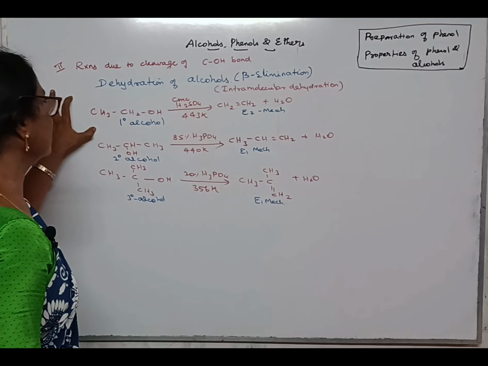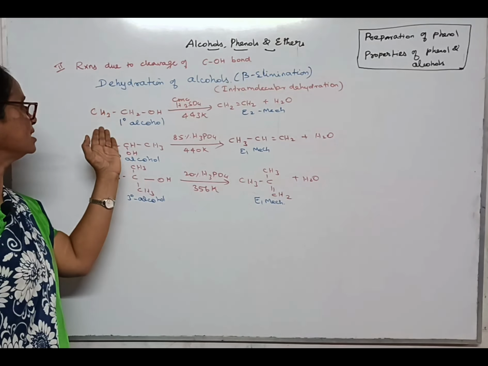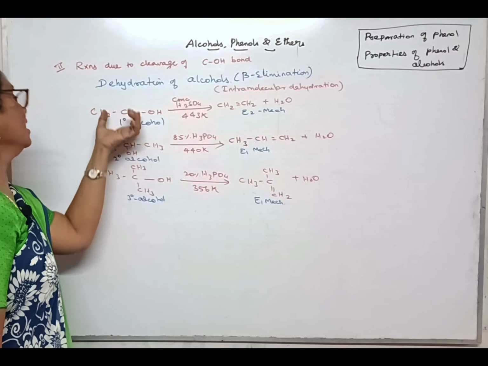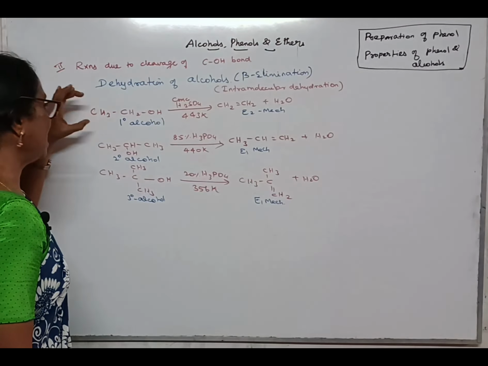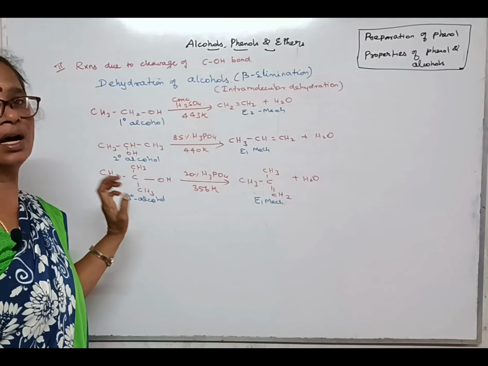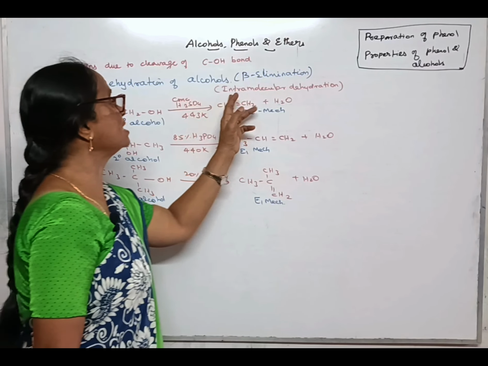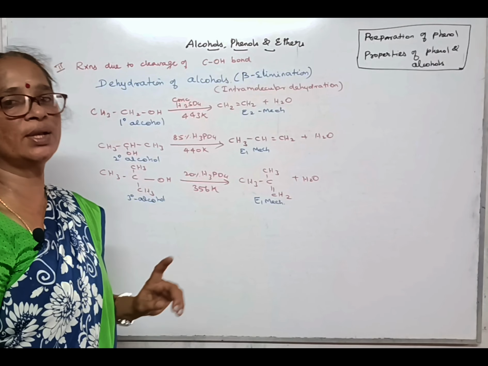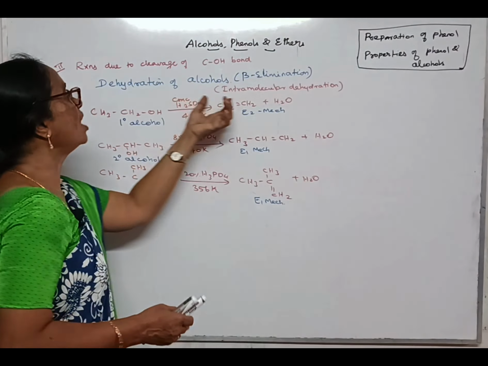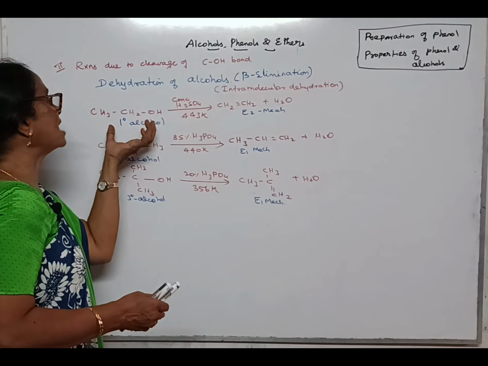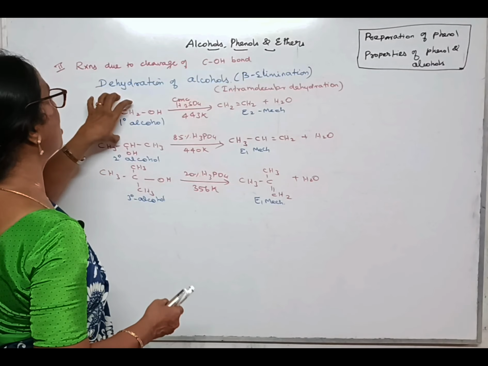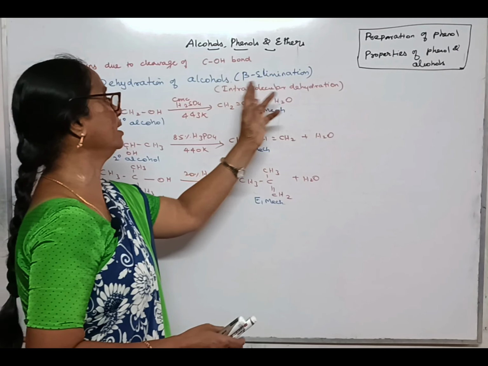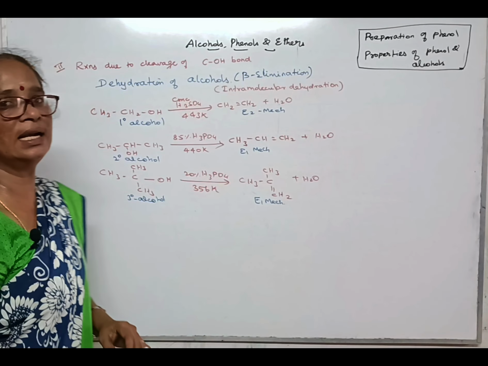And in this case, both the hydrogen as well as the OH group of the water molecule are eliminated from the same molecule of alcohol, and hence this type of dehydration is said to be intramolecular dehydration. Intramolecular means the reaction takes place within the molecule from which the water is being removed. That's why it is called intramolecular dehydration.